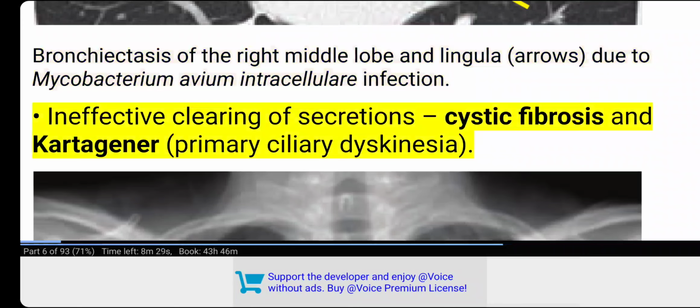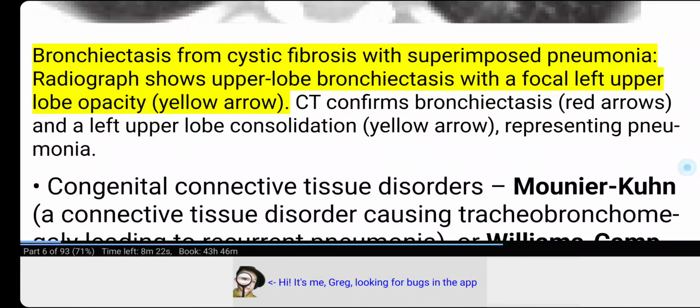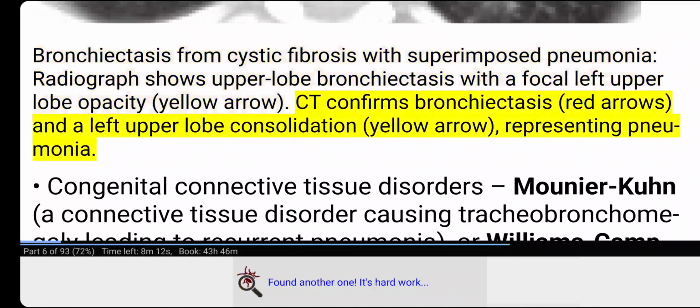Ineffective clearing of secretions: cystic fibrosis and Kartagener, primary ciliary dyskinesia. Bronchiectasis from cystic fibrosis with superimposed pneumonia. Radiograph shows upper lobe bronchiectasis with a focal left upper lobe opacity, yellow arrow. CT confirms bronchiectasis, red arrows, and a left upper lobe consolidation, yellow arrow, representing pneumonia.